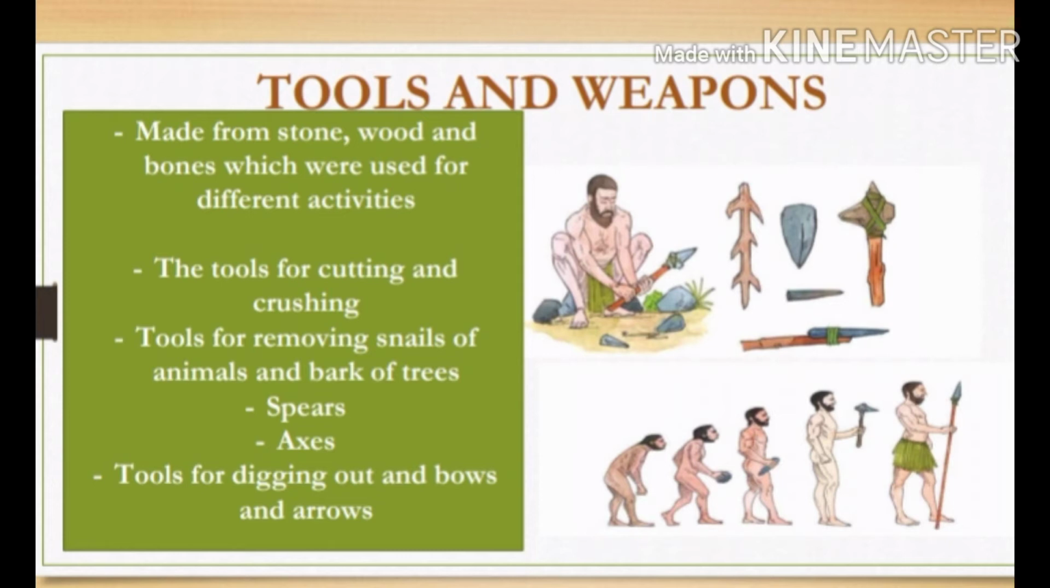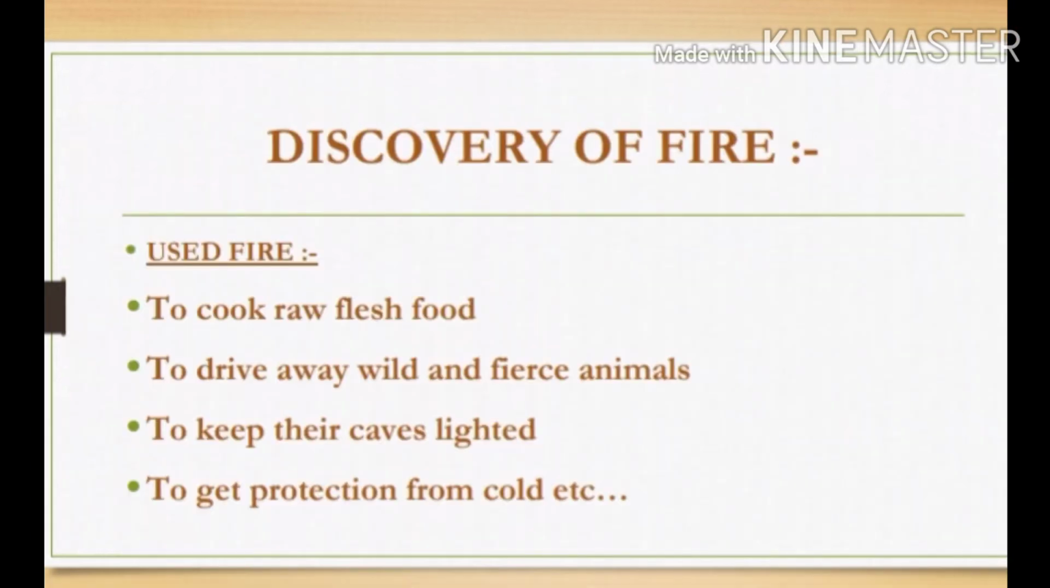Look at this image. You can find different kinds of tools and weapons. All of you are getting it? Next topic is discovery of fire. From the remains of ashes, it can be understood that the primitive man must have learned lighting fire. So first of all, what did the primitive man do for food?